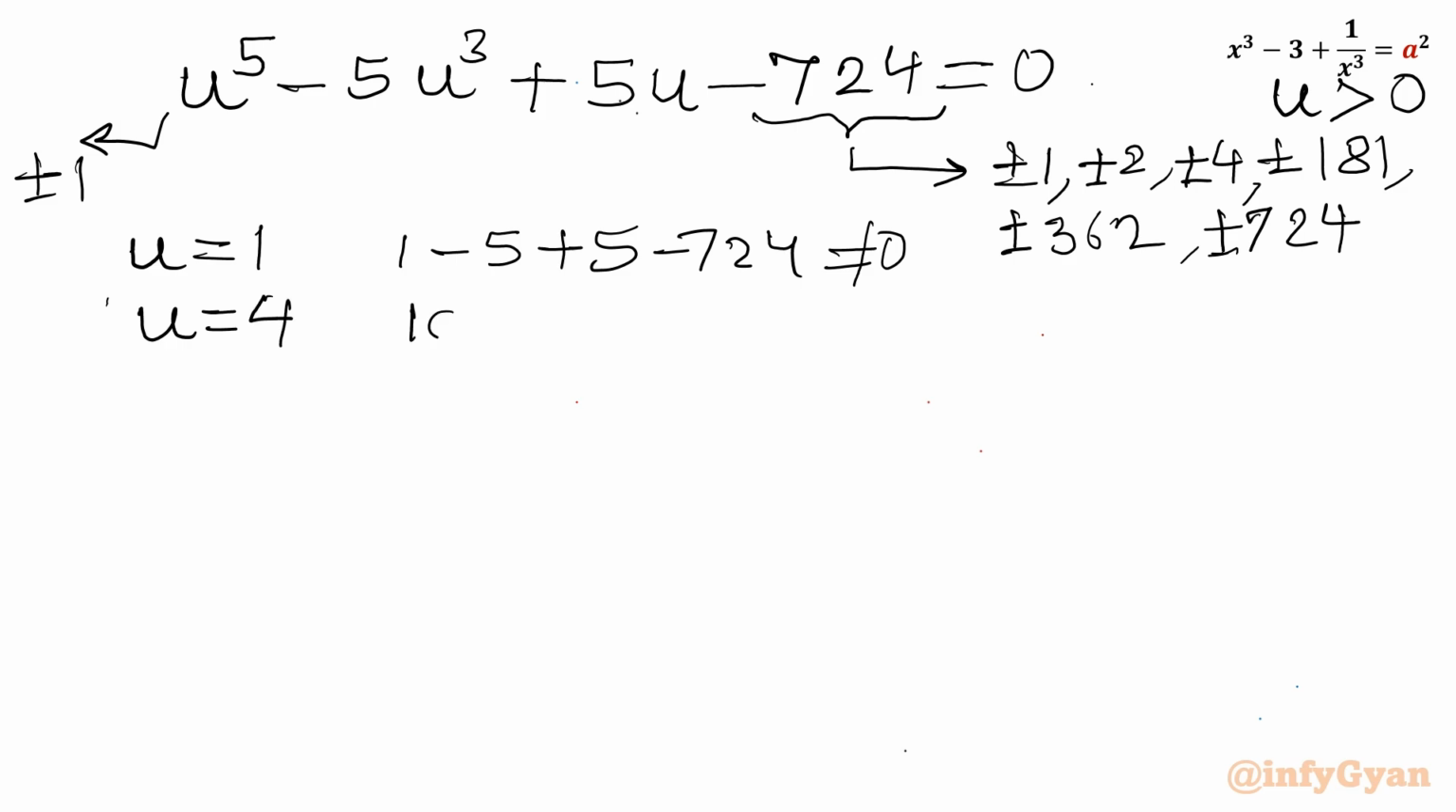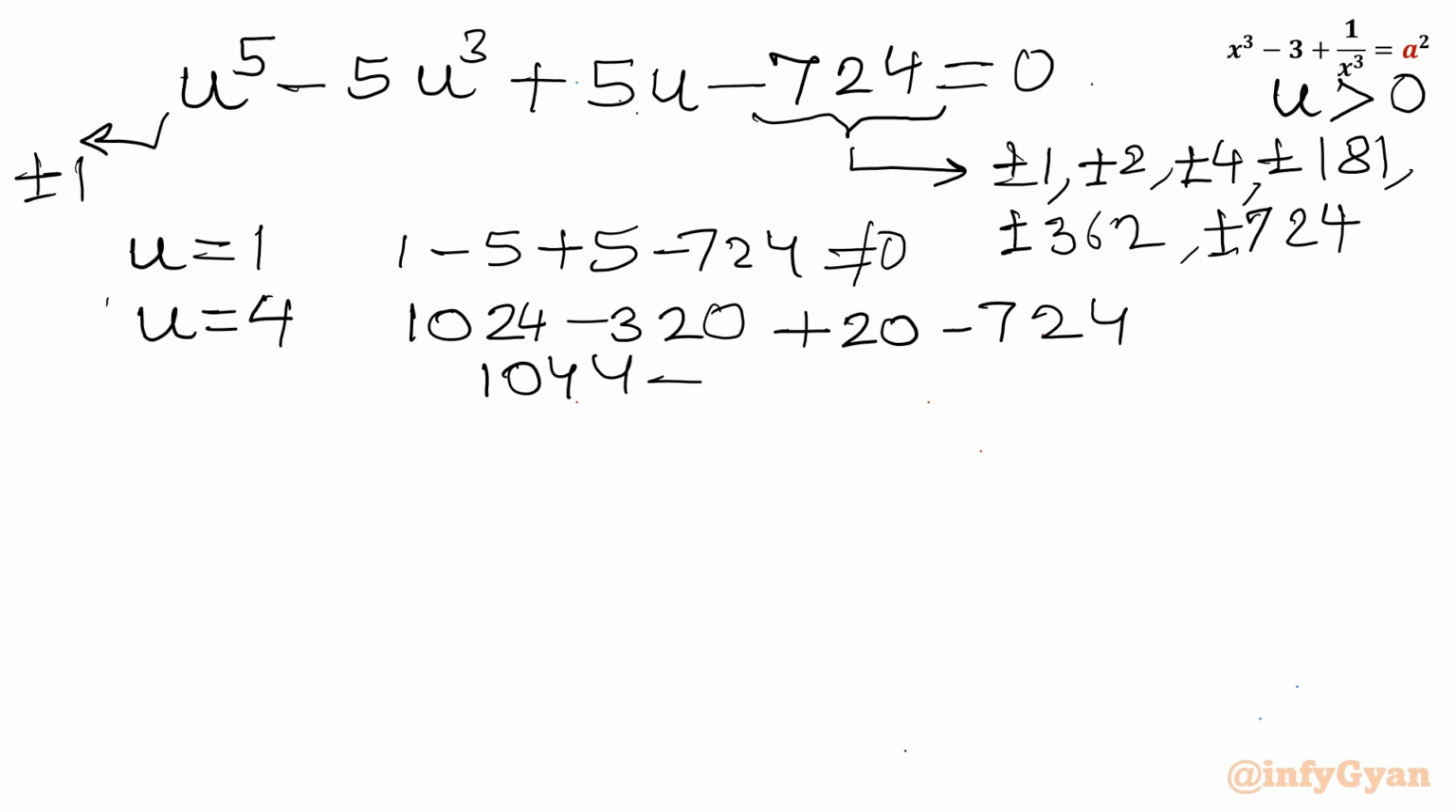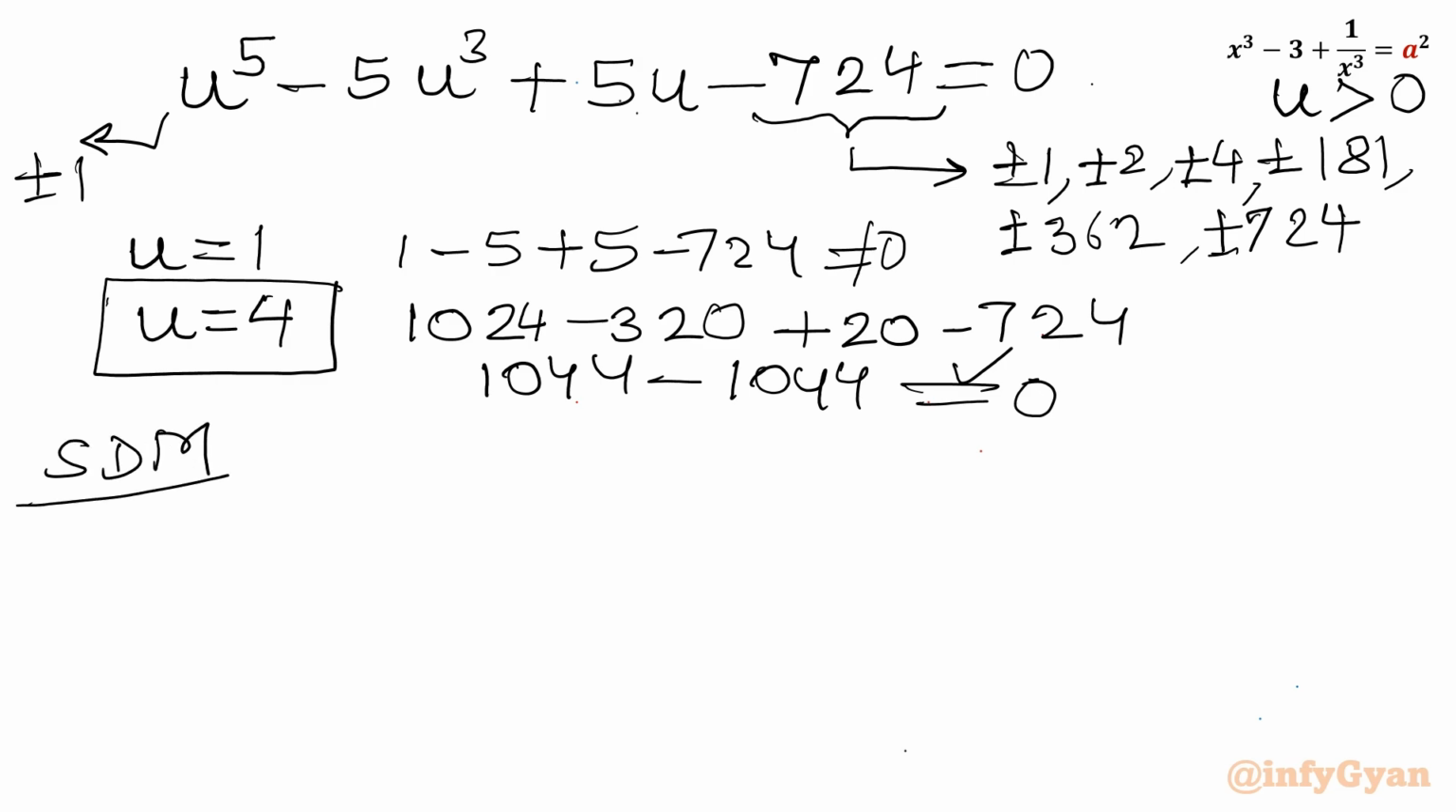So 4^5 is 1024, minus 64 times 5, 320, plus 5 times 4, 20, minus 724. If I add both the positive numbers, it will give us 1044 − 1044. So yes, this is true. u = 4 is our base solution. Now let's use synthetic division method. I need to write all the coefficients of the quintic equation. So 1, 0, −5, 0, 5, −724.